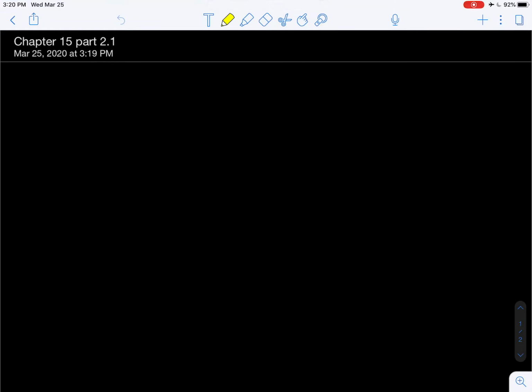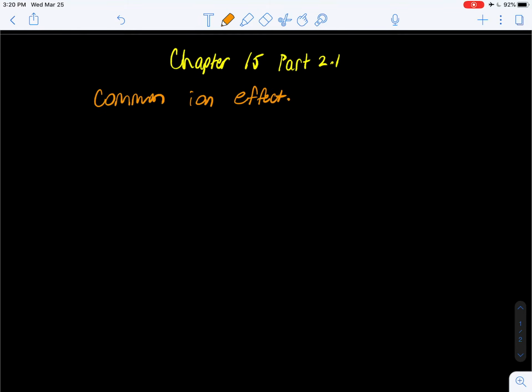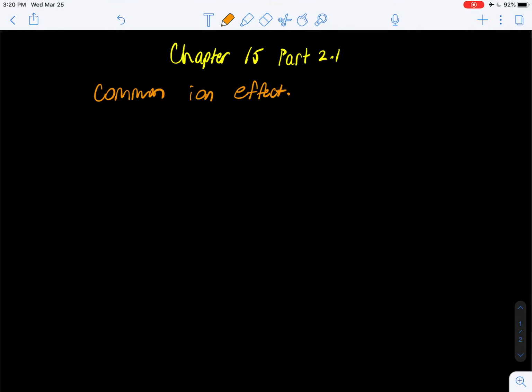Alrighty, let's talk about the common ion effect. So this is chapter 15, part 2, 1. Now, what is the common ion effect? It's basically another way of restating Le Chatelier's principle when talking about solubility product equilibria.